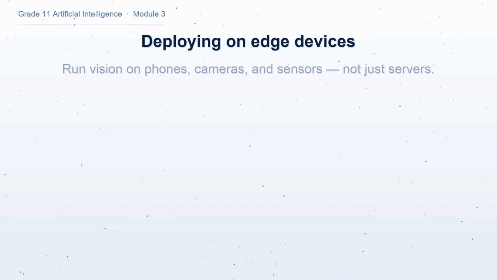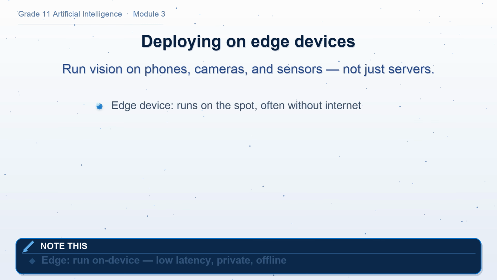Often we cannot send every image to a powerful server. We want the model to run on the spot on the device itself, a phone, a camera, or a small sensor in a field. This is edge deployment. To fit a model onto a small device, we shrink it.